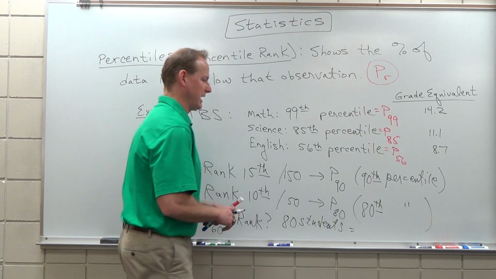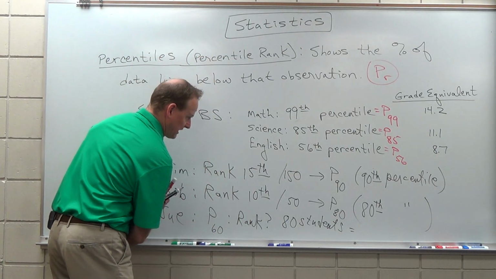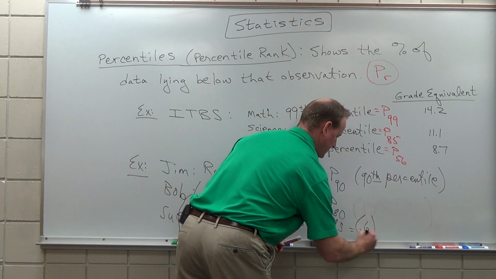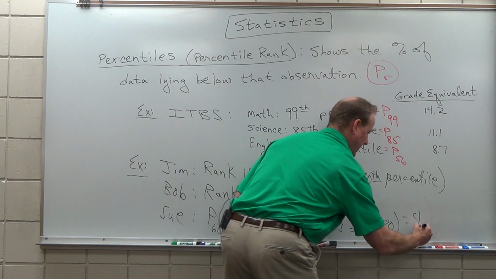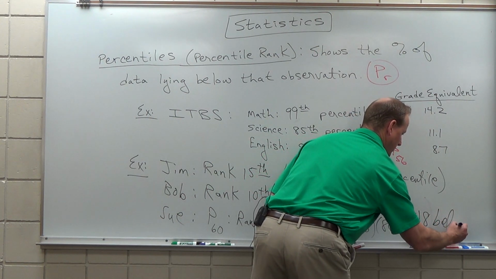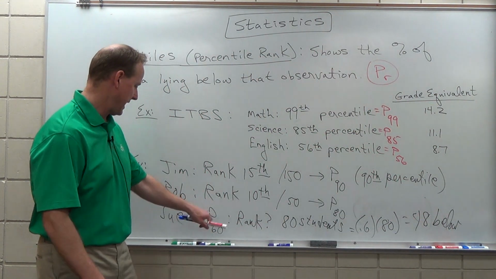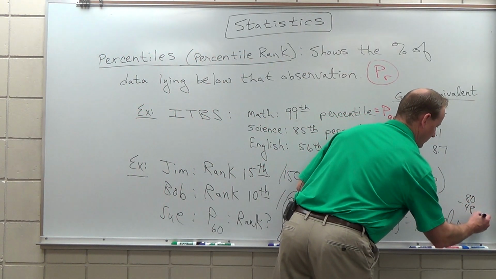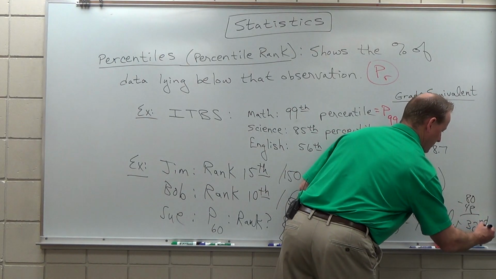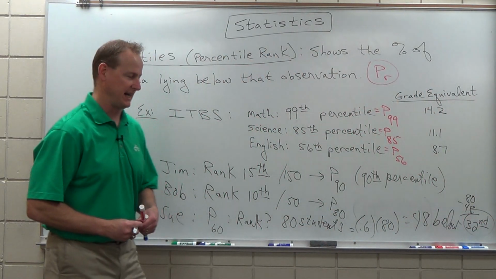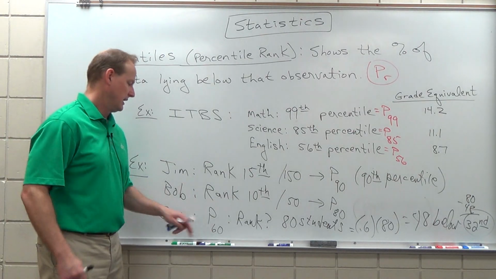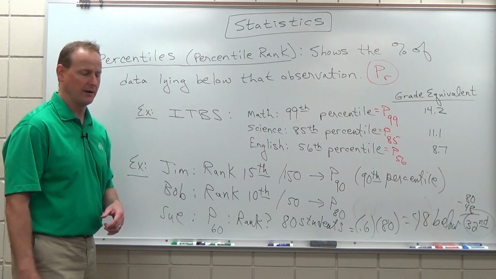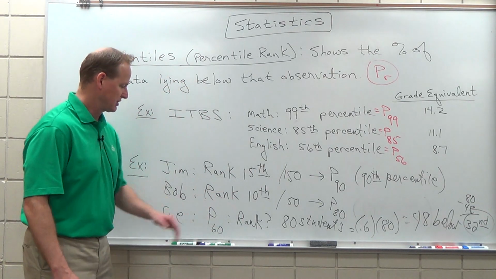But what does that mean? 48 students lie below her. So to get her actual class rank, we simply take 80 minus 48, and we get 32. So basically she has a class rank of 32nd. If we know the percentile rank for that student and how many total there are, we can also find out the rank of that individual observation, in this case Sue's rank.